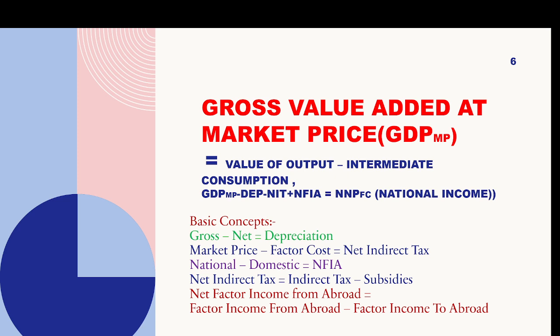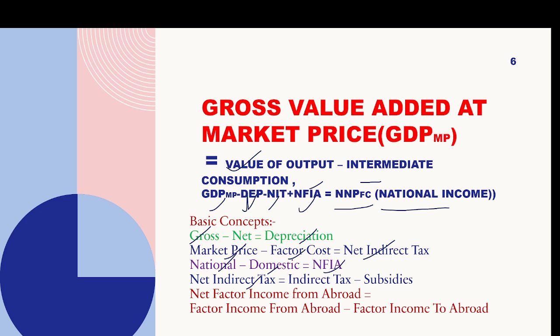Now the next point: what is the formula of gross value added at market price? Value of output minus intermediate consumption. This is the question we have solved earlier. And when you are going to find out national income, you will see GDP MP minus depreciation minus NIT plus NFIA, that is NNPFC. Gross minus net equals depreciation. Market price minus factor cost equals indirect tax. National minus domestic equals NFIA.